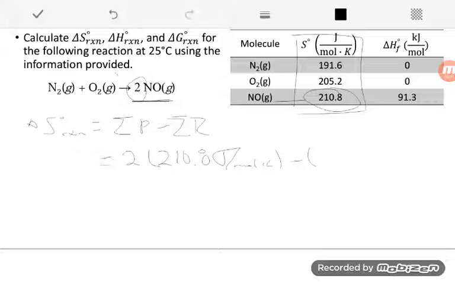And now I'm going to add up my 2 reactants, which are 191.6 plus 205.2. And both of these are joules per mole Kelvin. And because they each had a 1 in front of them, that's why I didn't have to multiply them by anything. They're just multiplied by 1. So now I just do that math. 2 times 210.8 minus these, adding them together.